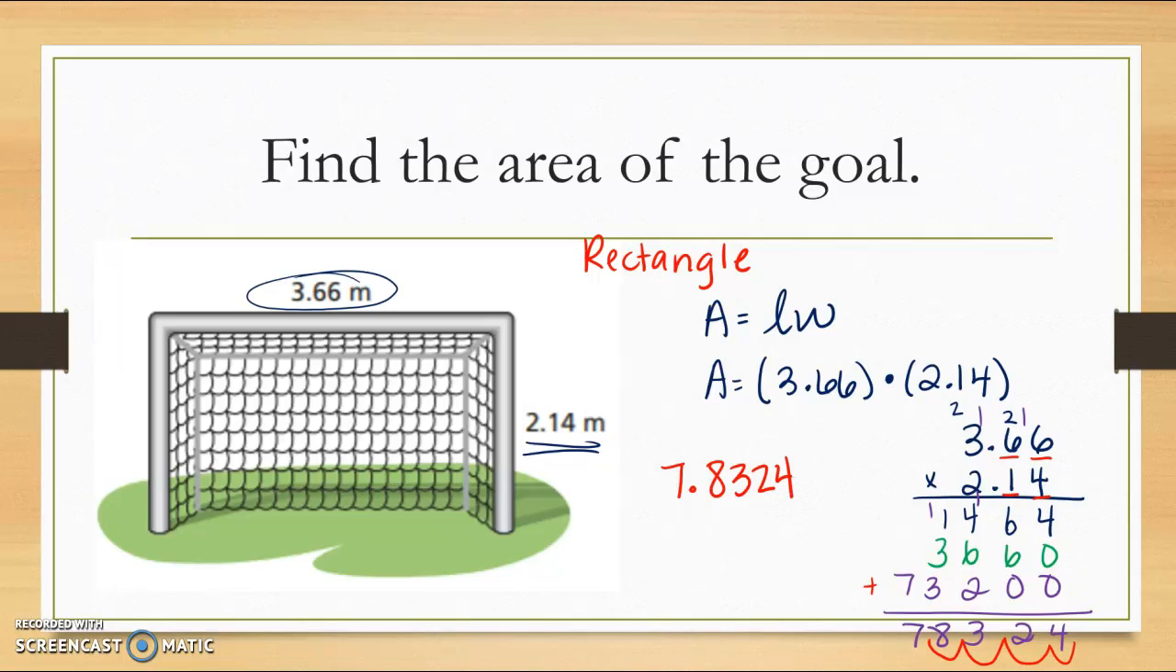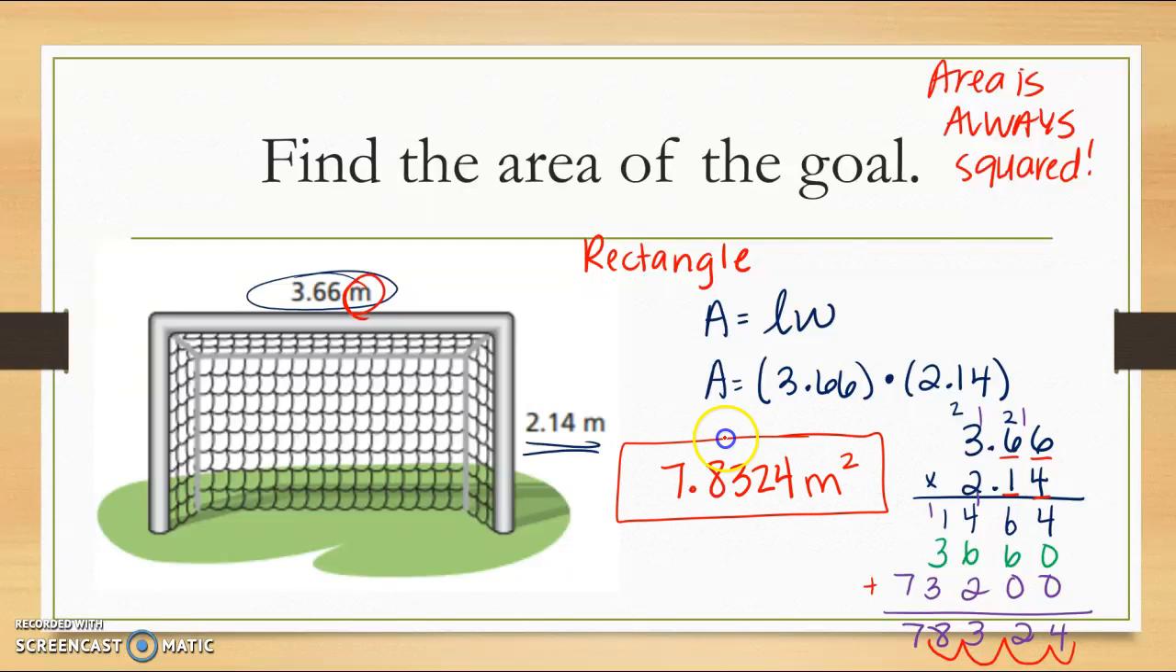Now what we have to remember here is our label. With area, area is always squared. I'm going to write that really quick here. Area is always squared. So we have to use our label here, which is meters, and we're going to square that. So our answer is 7.8324 meters squared. And that concludes the review video.